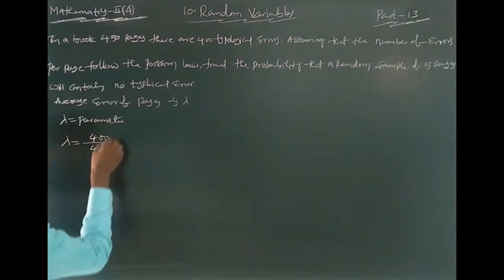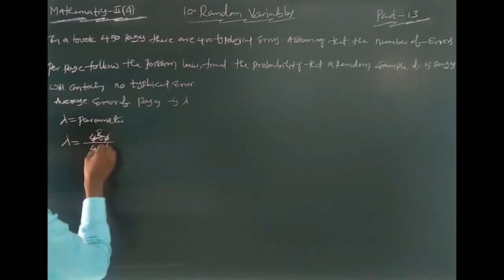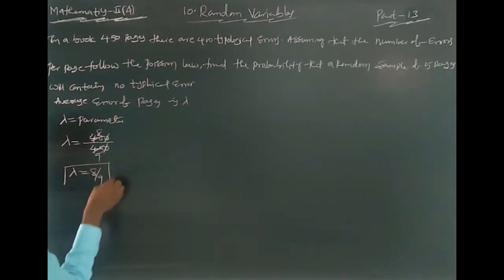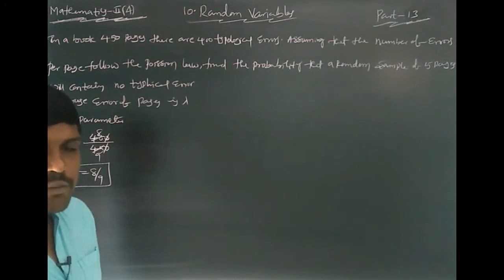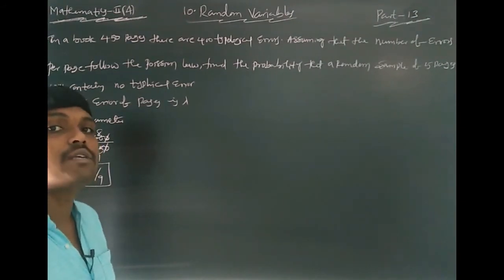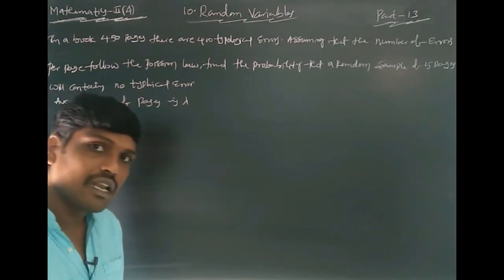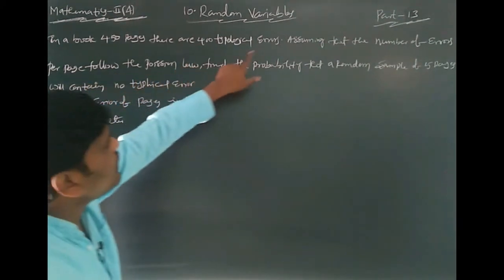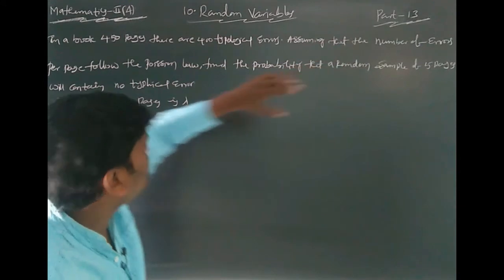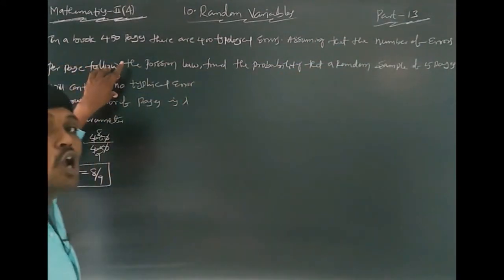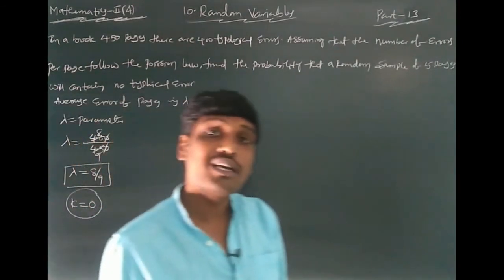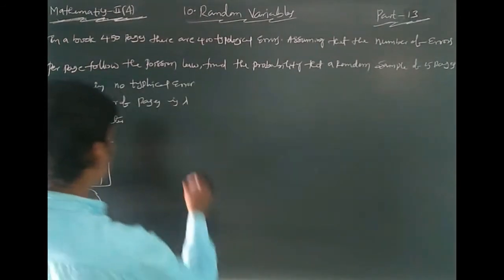Simplifying, 5 eights are 40, 5 nines are 45, so you get the lambda value as 8 by 9. That is the average typographical error per page, lambda. After that, next find the probability that a random sample of 5 pages will contain no typographical error. That is, the k value is 0. By the Poisson law.